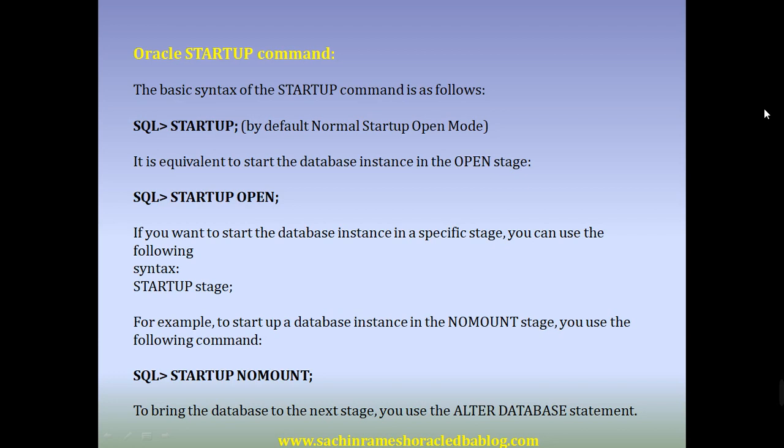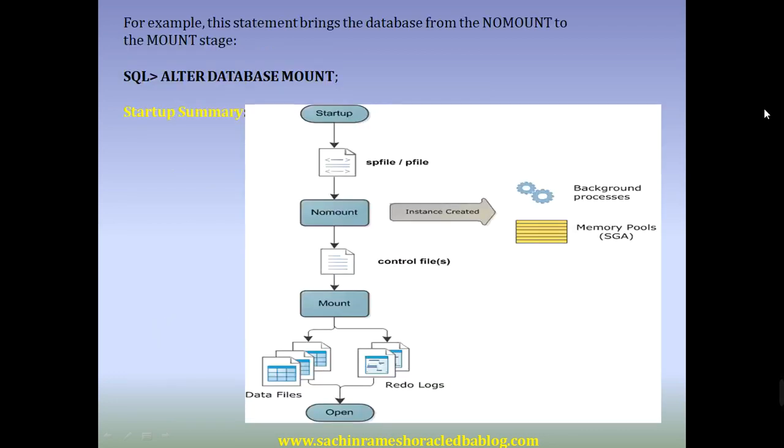Here is a startup command example. The basic syntax of the startup command is as follows. Startup, by default, is a normal startup in open mode. It is equivalent to startup open, which brings the database instance to the open stage. If you want to start the instance in a specific stage, you can use the syntax startup followed by the stage. For example, to start up a database instance in nomount state, you can use the command startup nomount. To bring the database to the next stage, you use the alter database statement. For example, to bring the database from nomount to mount stage, you have to use the command alter database mount.